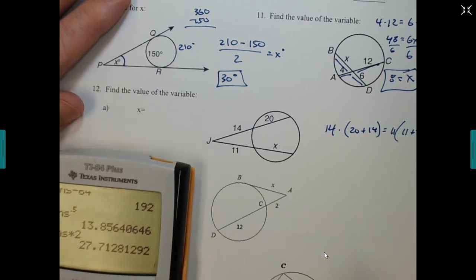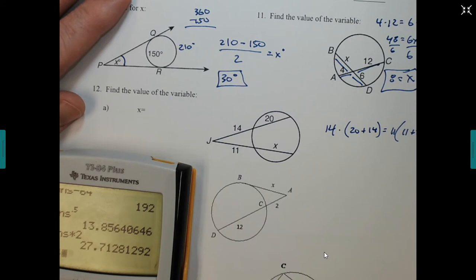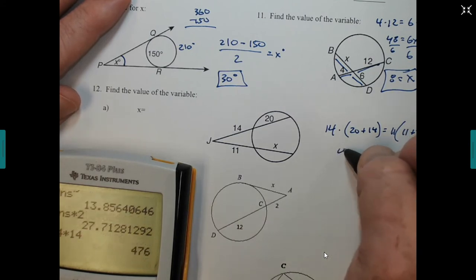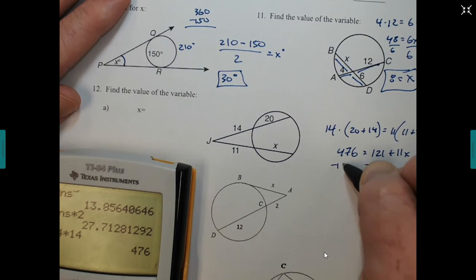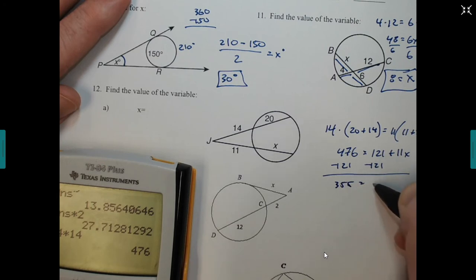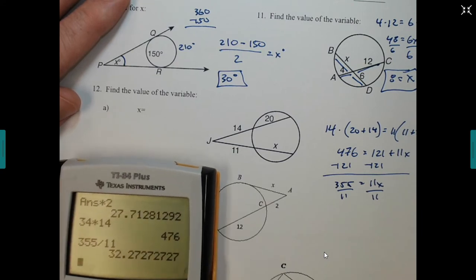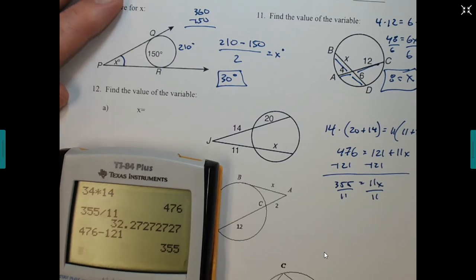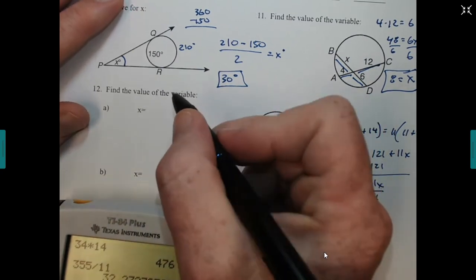So on the left side, I got 34 times 14. And I distribute the 11 on the other side: 121 plus 11x. Move 121 to the other side. And I got 355 equals 11x. Divide both sides by 11. Hopefully I got all that right. 476 minus 121 is 355. Just 32.3.